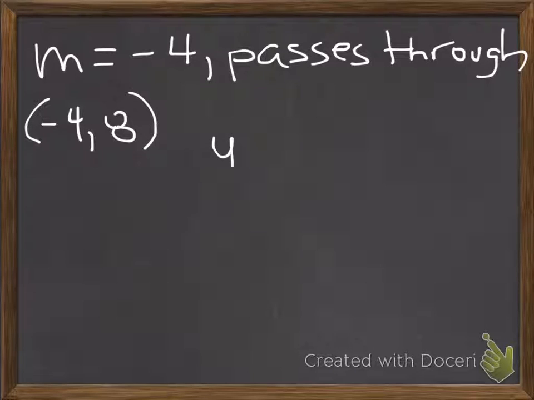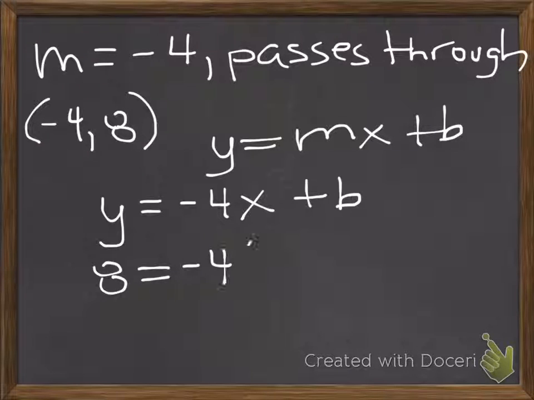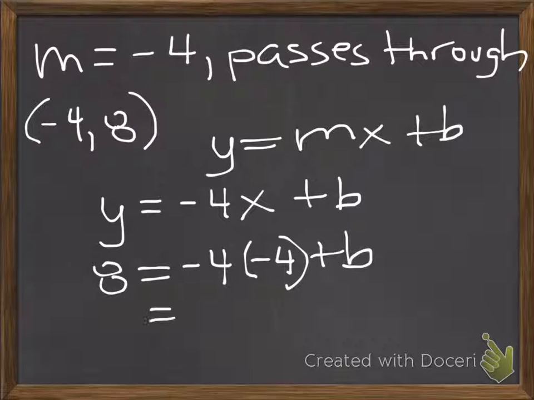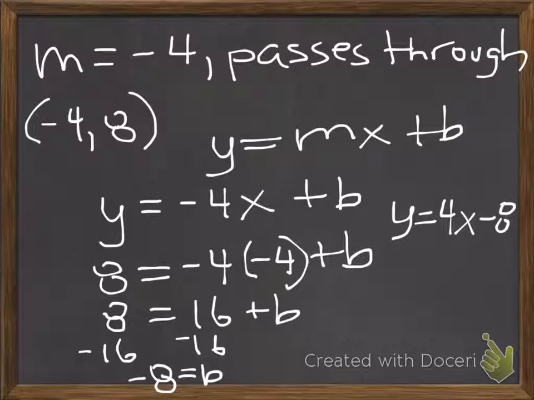Next, again, we're finding the equation in slope-intercept form. So we're given the slope, we can plug that in, but then we need to find our b value. So we're going to use the point, plug it in, y coordinate for y, x coordinate for x, and we're solving for b. So I get -8. And if I put that all together, I have y equals 4x minus 8, or plus -8.